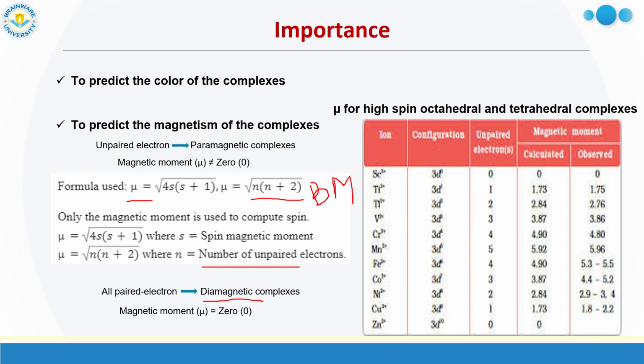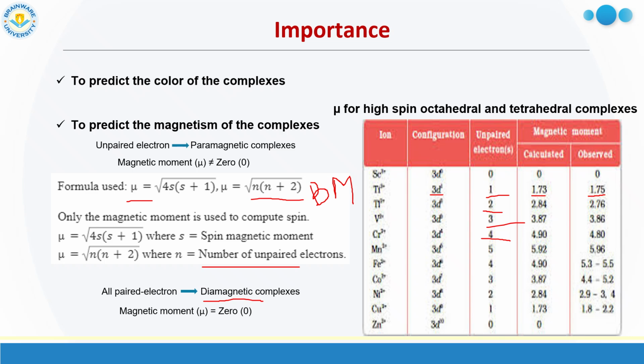Suppose here you can see the table, when there is d1, one electron in the d orbital, for high spin octahedral or tetrahedral complexes, there is one unpaired electron. Now put n equal to 1, you will get the μ value after calculation as 1.73, and the observed value is very close, that is 1.75. In this way, for d2 there are 2 unpaired electrons, n is 2. For d3, 3 unpaired electrons. For d4, 4 unpaired electrons. Putting the values of n like this, we can calculate μ. So we can predict magnetism.